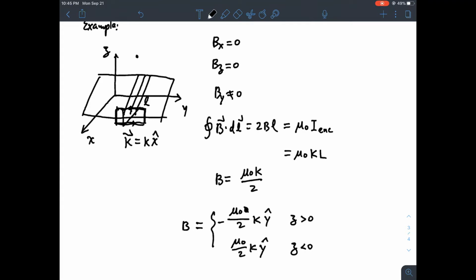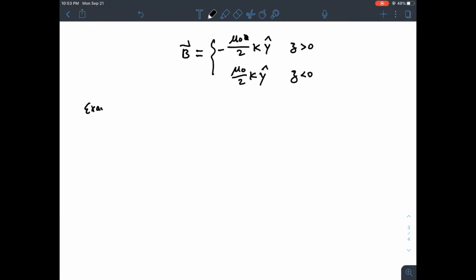And you can also see here the magnetic field actually is independent of the distance from the plane, just like what we calculated before for the electric field of a uniform surface charge. So in other words, for a uniform surface charge or uniform surface current, the electric field or the magnetic field is independent of the distance from the plane.